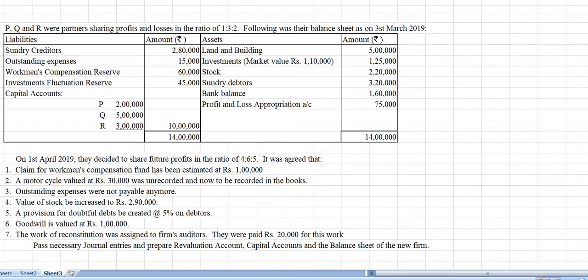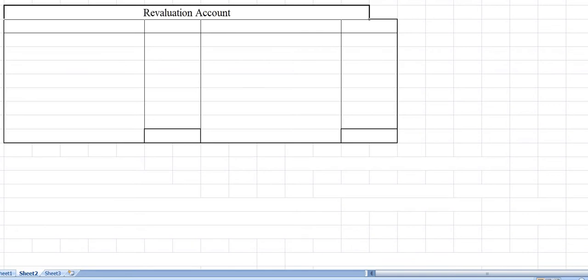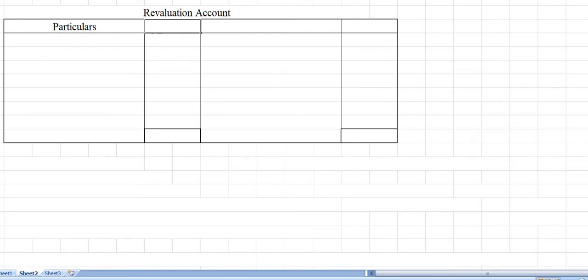In the last class also we have discussed like that. So you know how to prepare the journal entries and that you can do later. Now we will discuss the preparation of revaluation account, capital account and balance sheet. Let us see first how to prepare the revaluation account. Here is the format of a revaluation account. We write the heading revaluation account and particulars and amount on both sides.